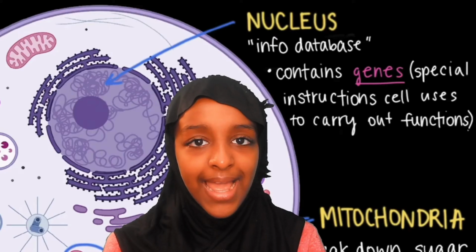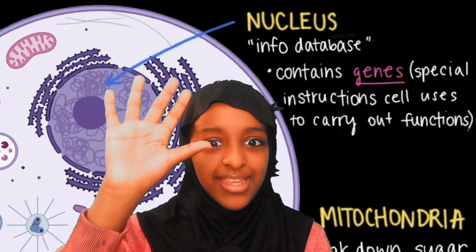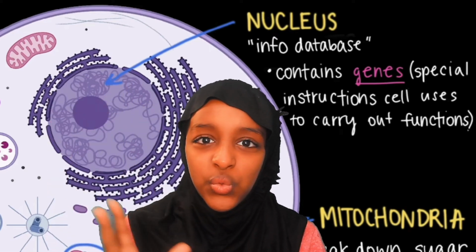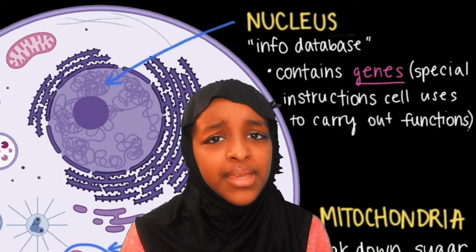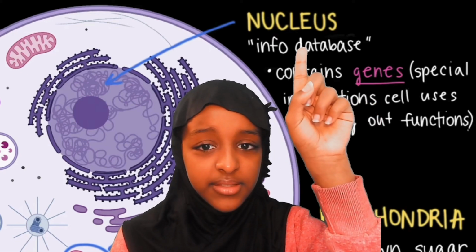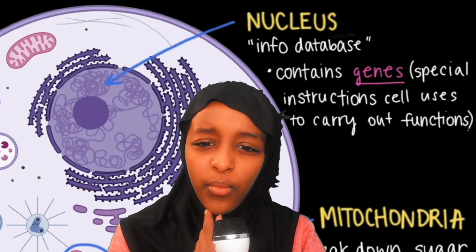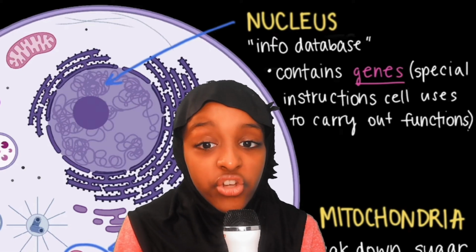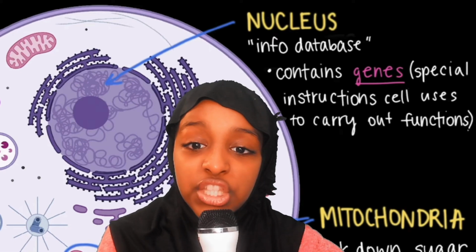Now we're going to be talking about the nucleus, which is this big thing right here. Wow, it is so big. See, it is so big compared to all of the other ones, and it's very important too. Its nickname is the info database, as you can see right here. I wonder why. It is because it contains genes, special instructions which cells use to carry out functions. This is why it's so important.